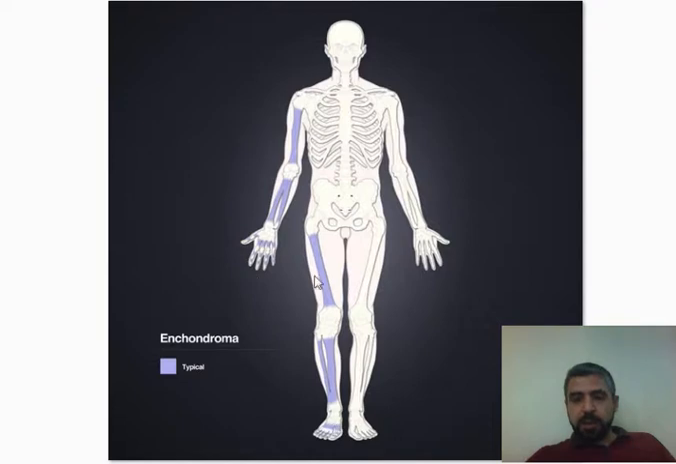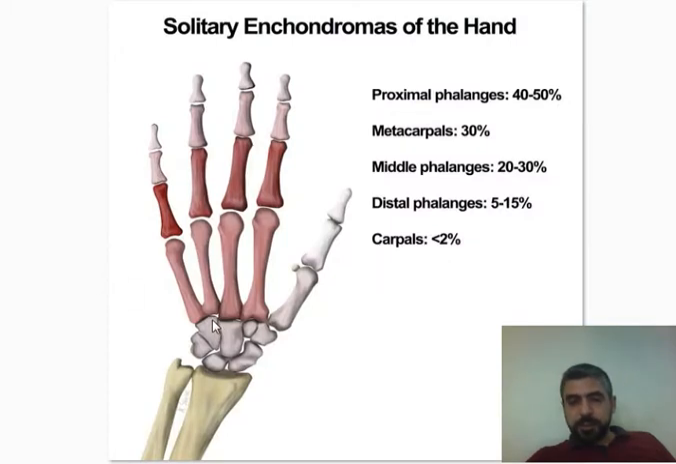Like you see here on this diagram, these are the most common sites. About 50% of them occur in the bones of hands and feet, while the rest are distributed between the long bones of the upper and lower limbs. Sometimes it can occur in other areas, for example, in the ribs. In the small bones of the hand, these are the most common site for enchondroma, occurring in the proximal phalanges about 40 to 50%, and in the metacarpals about 30%.